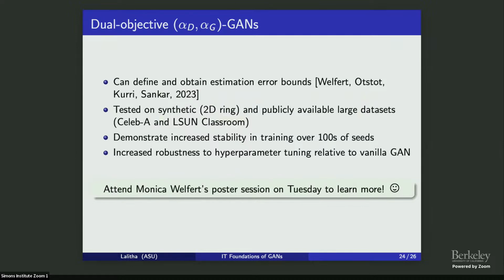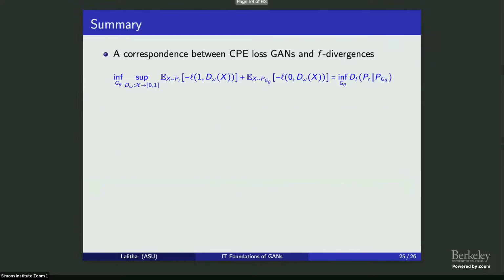We can also obtain estimation error bounds, and we've tested on some really nice data sets, synthetic and publicly available. And the story we have, and we did something that I've not seen in the literature, and correct me if I'm wrong, we really trained over hundreds of seeds. I've almost not seen this anywhere in the GAN literature, okay? And over hundreds of seeds, what we can show is much better robustness to training, all right?